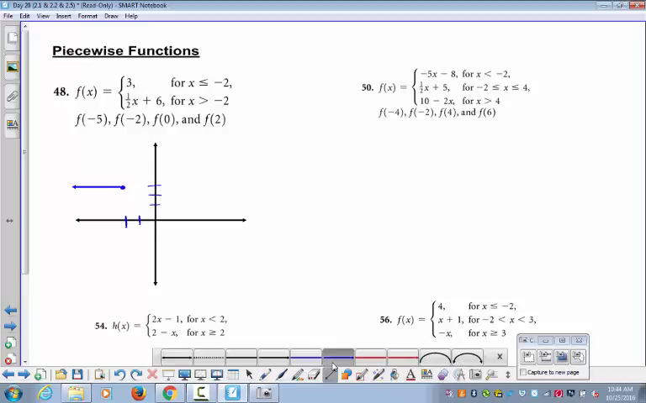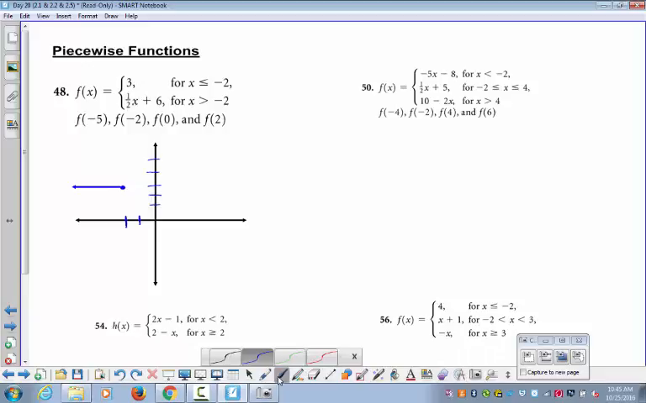Now, to the right of negative 2, this is the y value. So if we plug in negative 2, even though it says greater than, not greater than or equal to, we still plug that negative 2 in to see where it wants to be, to see where it's approaching. So if we plug negative 2 in here, negative 2 divided by 2 is negative 1 plus 6 is 5. So it wants to be at 5.